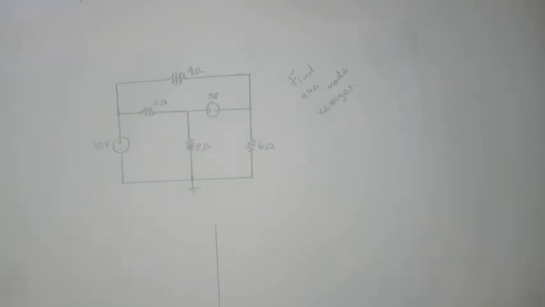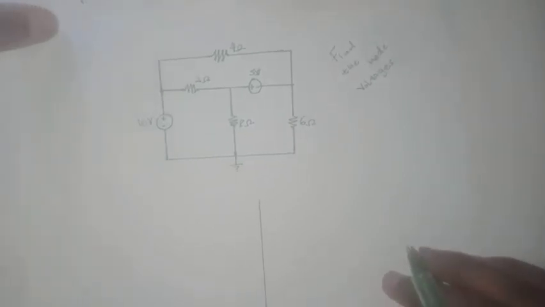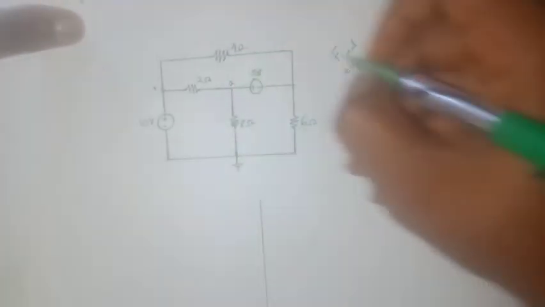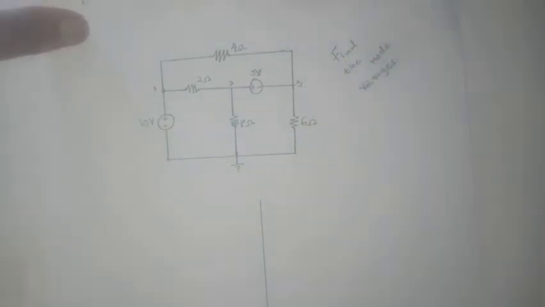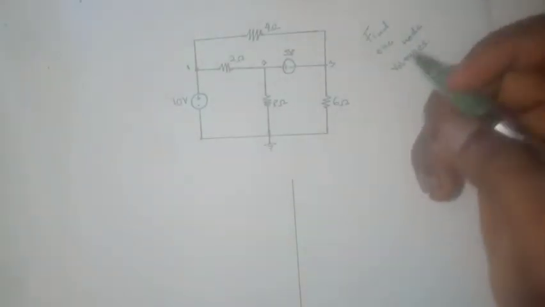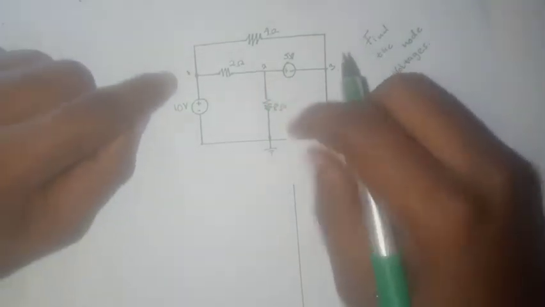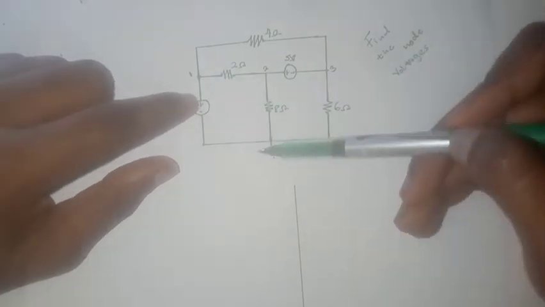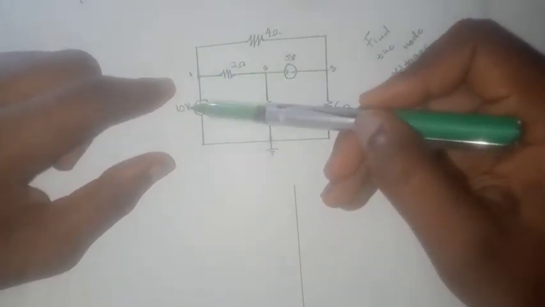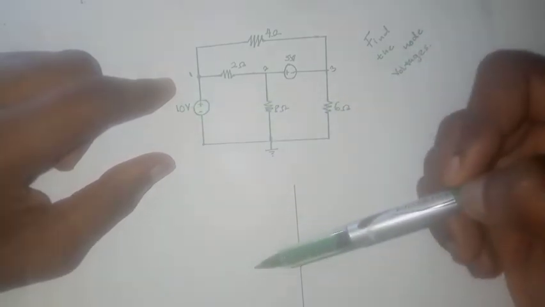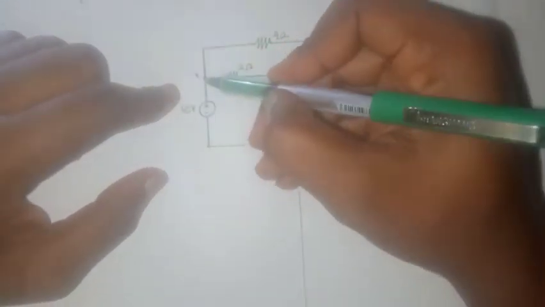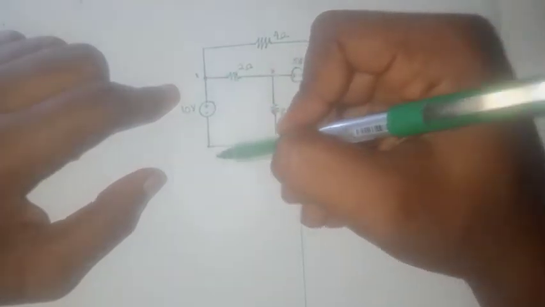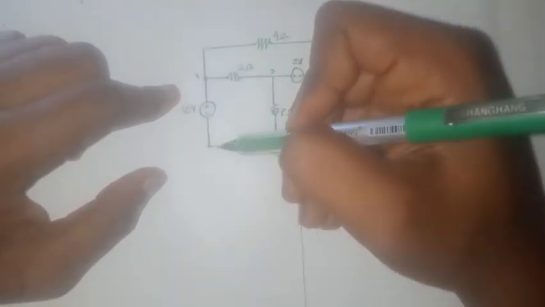Thank you. Let's proceed to finding the node voltages in this circuit. So let's label the nodes: node 1, node 2, and node 3. Now the node voltage of node 1 is quite obvious because in between node 1 and the reference node, a voltage source is connected directly, and the value of the voltage source is 10 volts. So we know that node 1 is greater than the reference node by 10 volts.